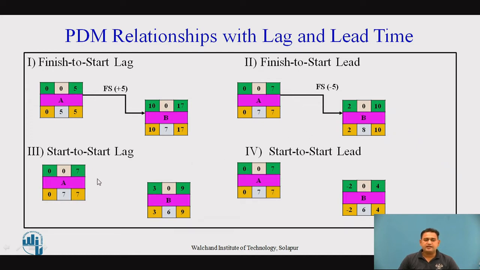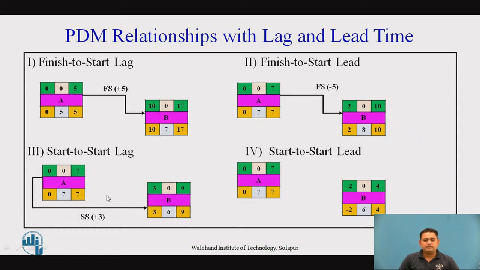Now, there is a second relationship, that is a logical relationship, start to start with the lag. Now, here this is a connectivity between the activities A and B, that is start to start, start of A and start of B. And if we observe, there is a lag of plus 3. So, 0 is the earliest starting time of activity A. So 0 plus 7, it's a 7. We have calculated the forward path, but the relationship is start to start plus a lag of 3. So here, identification of the time for B.